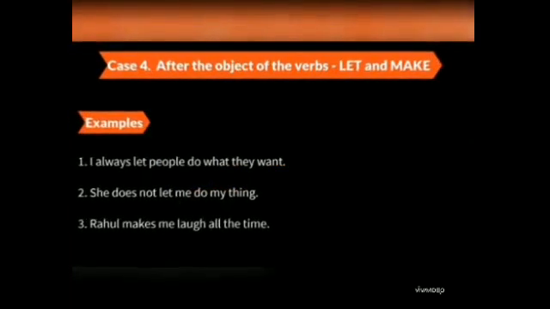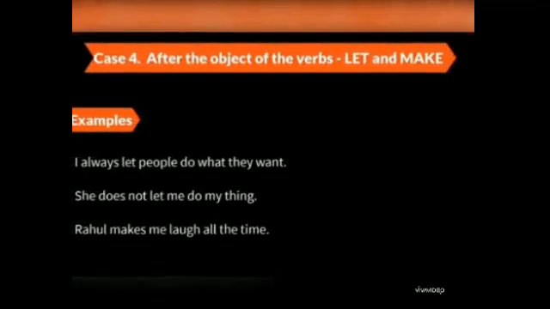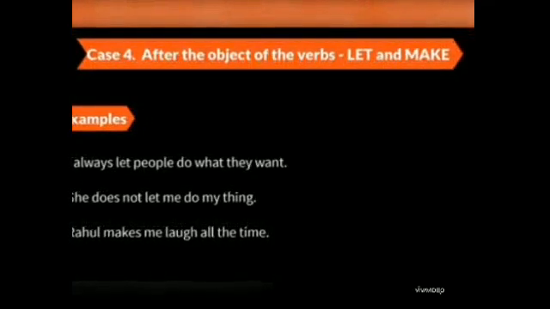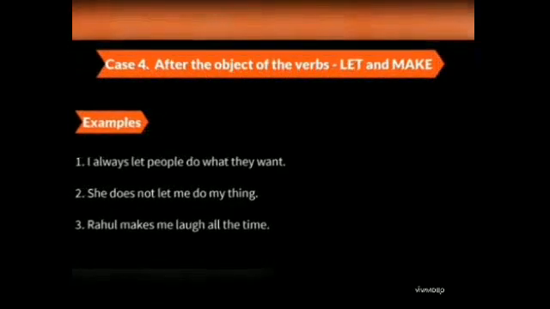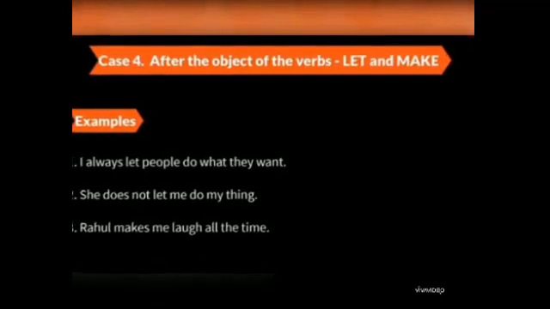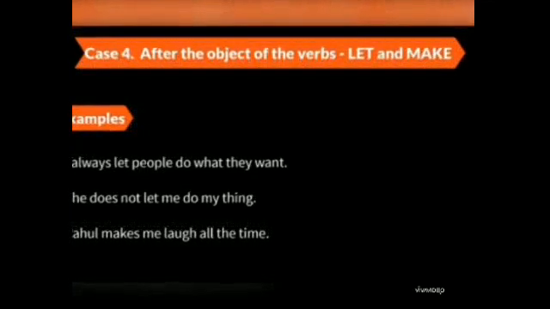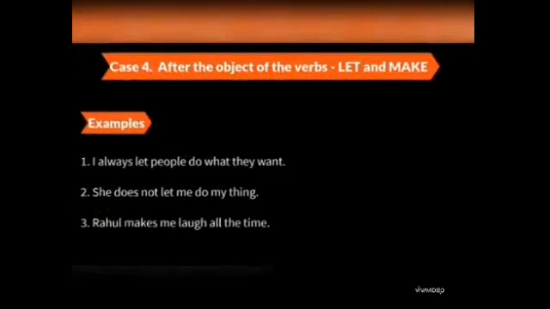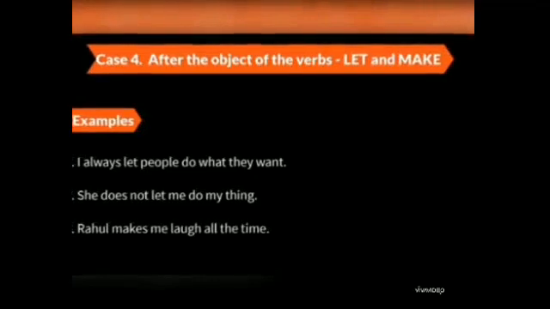After the object of the verbs let and make. In the first sentence, I always let people do what they want. So the infinitive is do. After the object, let. She does not let me do my thing. So here, again, the object of the verb let is do.